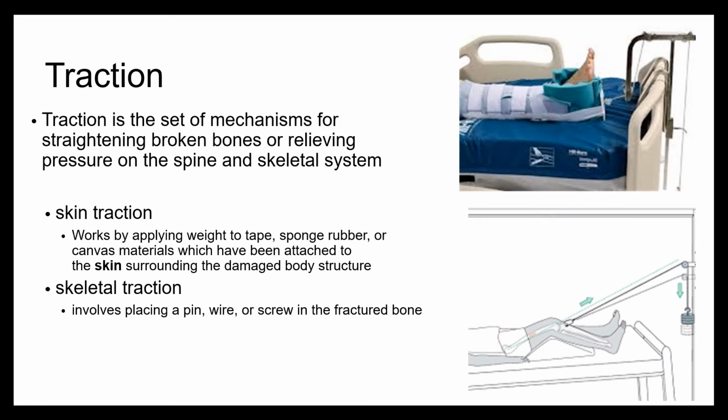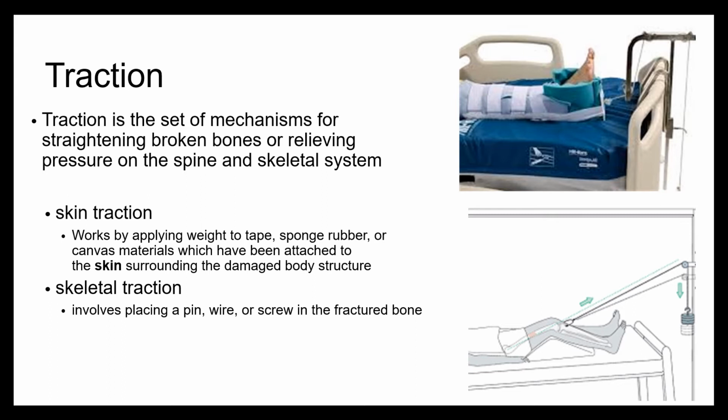When it comes to traction, we have a couple of different methods for doing this. Traction is a method for straightening broken bones and relieving pressure slowly over a period of time. We can do both skin traction and we can do skeletal traction. The first type, skin traction, works by applying a weight to tape, a sponge, or a canvas type of material that has been attached to the skin surrounding the damaged body structure. Skin traction does not require a break in the skin.